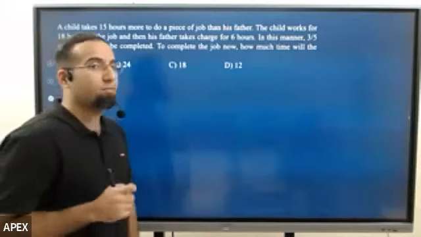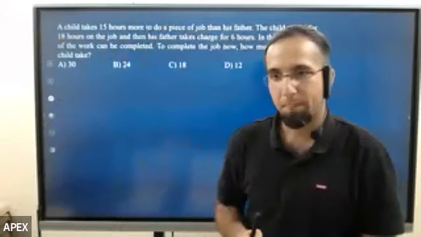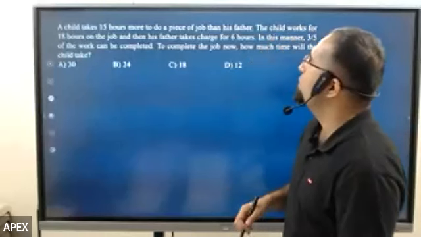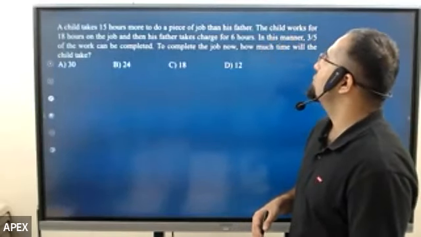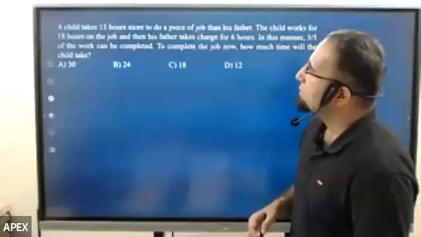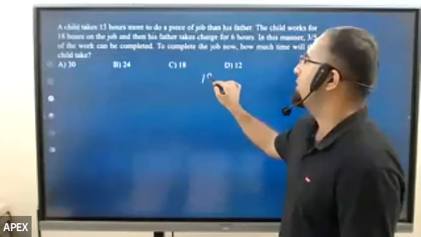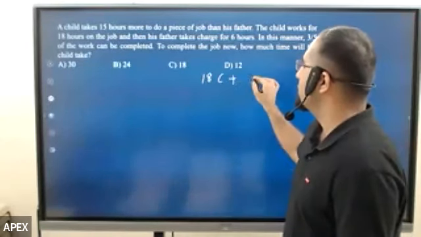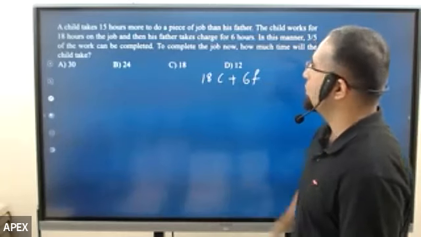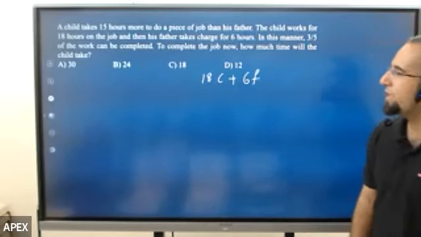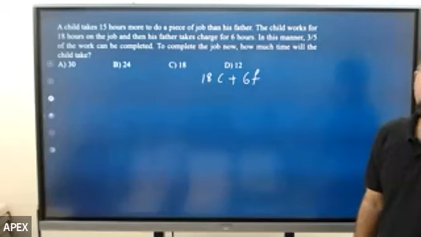Inka 10 minutes migulutayi mana daggara. Clear? We still have 10 more minutes for this examination. Okay, so 15 hours more to do a piece of work than his father. The child works for 18 hours on the job, 18 into C, and the father takes charge for 6 hours, 6 into F, and they have completed only 3/5 of the total work.